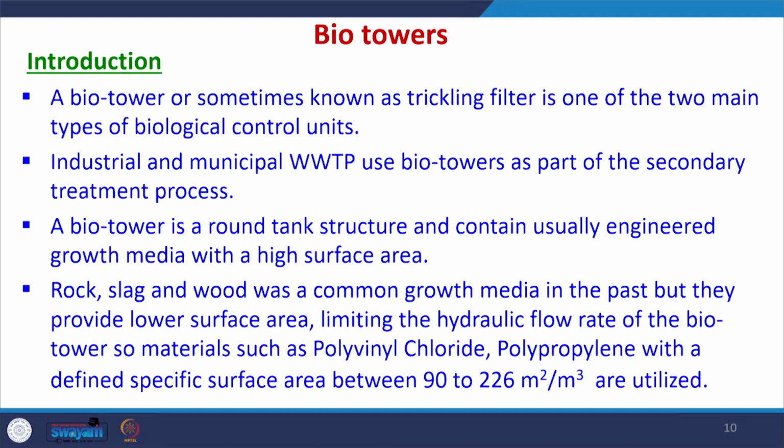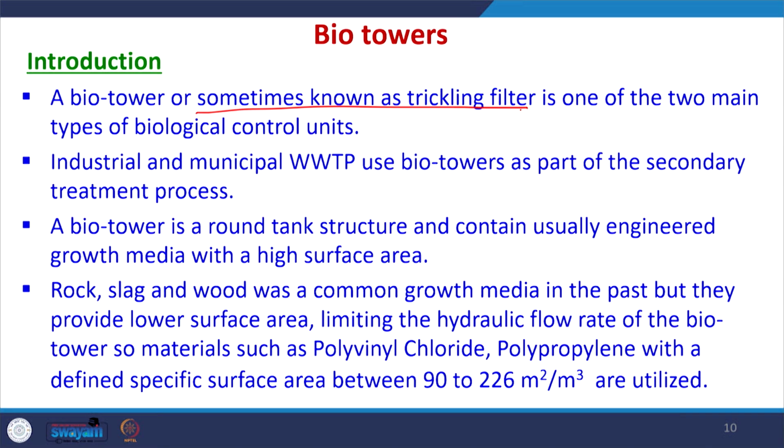Now, we will be studying biotowers. Biotowers are another type of anaerobic sludge treatment system, and this can be used for anaerobic treatment. It is similar to a trickling filter, but the operations are carried out in anaerobic condition. A biotower, sometimes known as a trickling filter, is one of the two types of biological control units. Industrial and municipal wastewater use biotowers as a part of secondary treatment units.